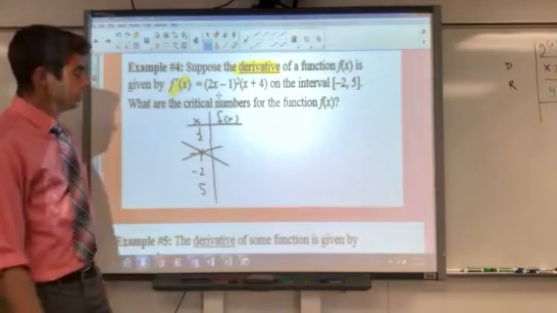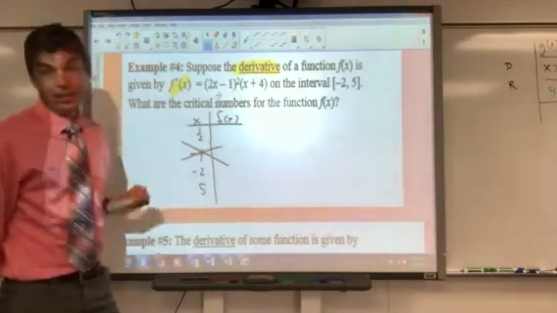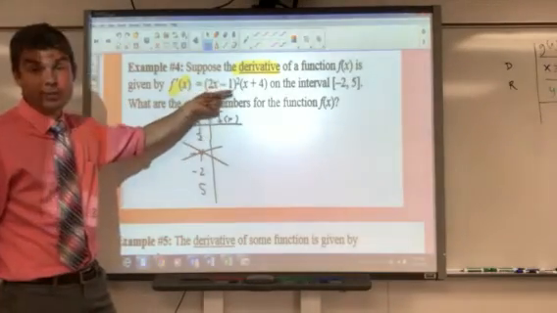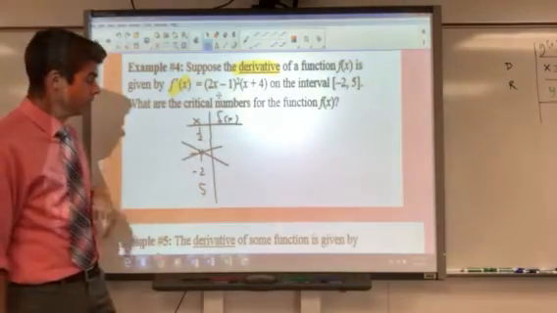Outside the interval. So there's really only 3 critical values in that interval. Yes, this is critical. Yes, this is suspicious. Yes, that's when the derivative is 0. But it didn't fall in my interval, so I throw that -4 out.